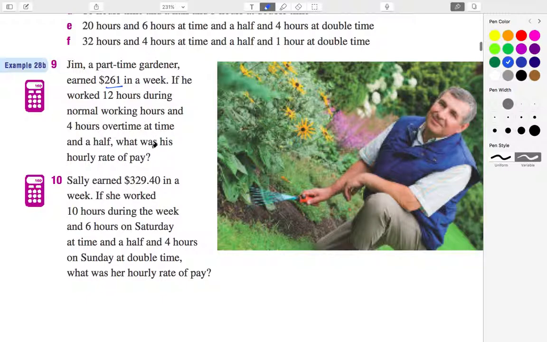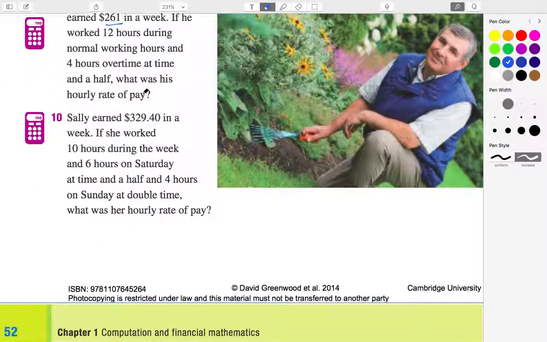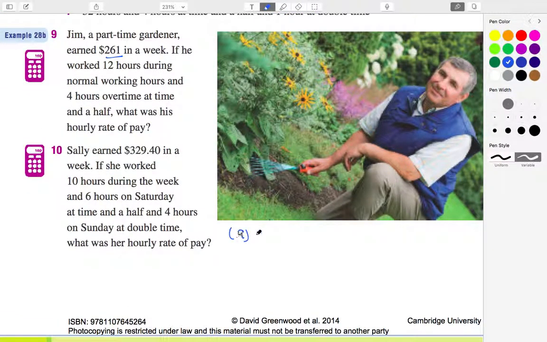So now this becomes a bit of an equation, right? So we know, and I'm going to do it here. I hope that's okay. We're just doing the working out here. So he gets $261 per week. And we know he gets 12 hours during normal working hours. So we're going to have 12 times, and I'm going to label it as Y, okay? So think about Y equaling hourly rate. So that's 12 times Y or 12Y.